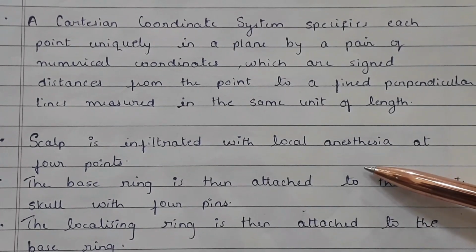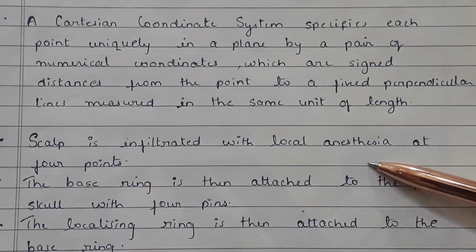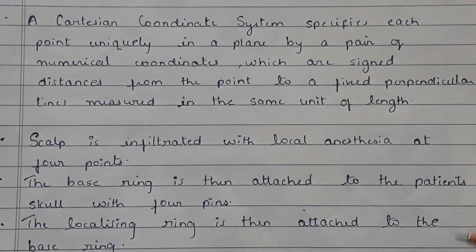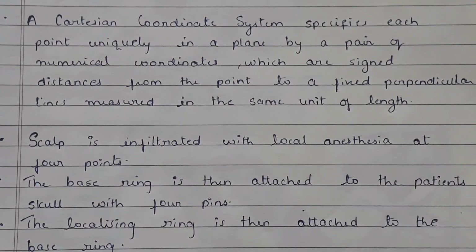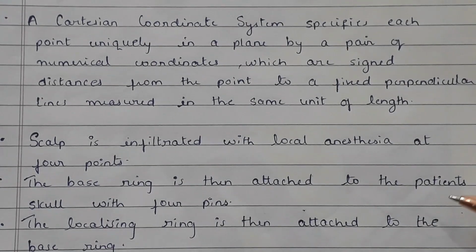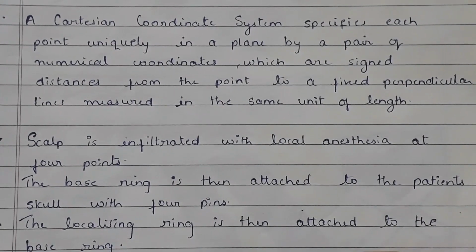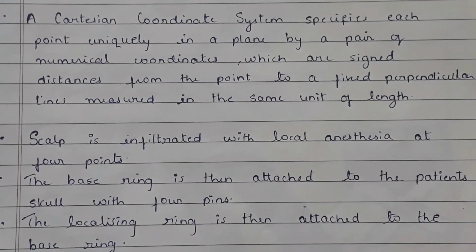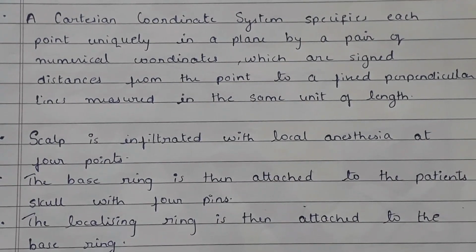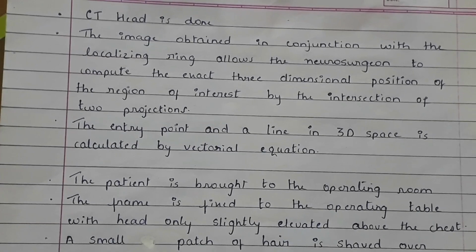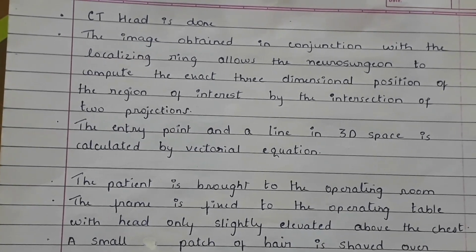The scalp is infiltrated with local anesthesia at 4 points. The base ring is then attached to the patient's skull with 4 pins. The localizing ring is then attached to the base ring. A CT scan of the head is done.